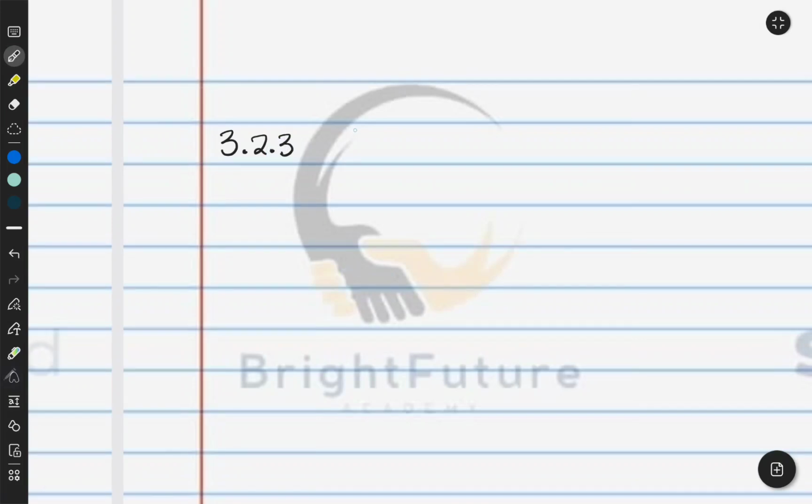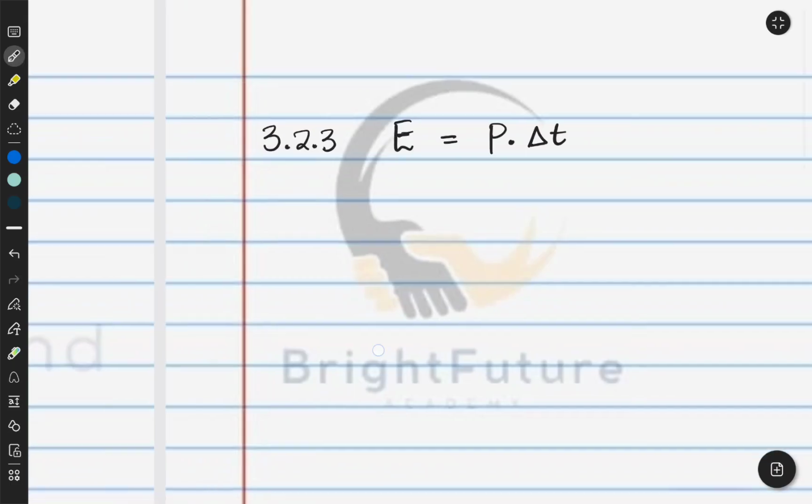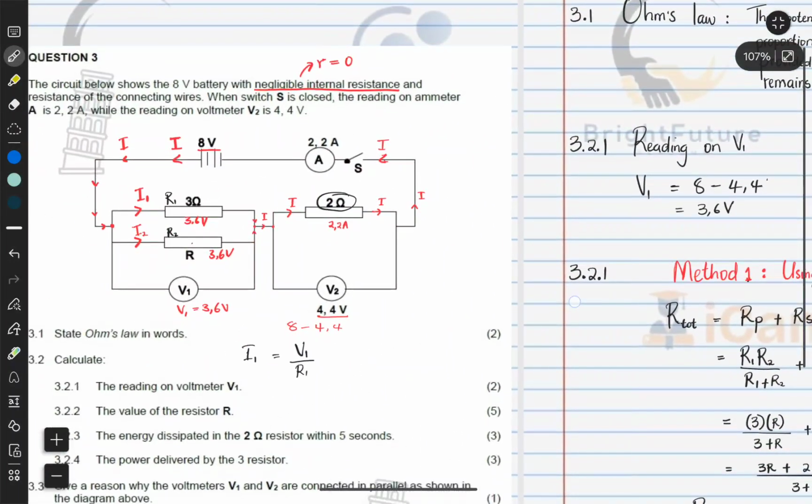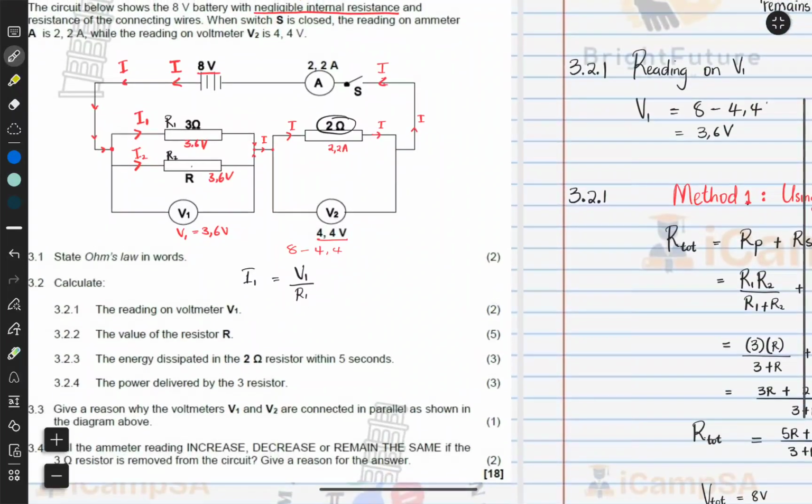So remember, energy is power multiplied by delta T, time. Now, depending on what you're looking for, you can either report energy in joules or in kilowatt hours. But in this case, we are not trying to calculate the cost of using this resistor. It's just a resistor. So what we'll do is we will leave it in joules.